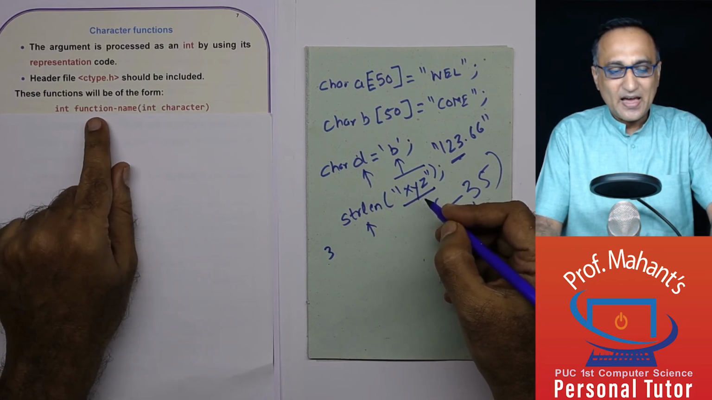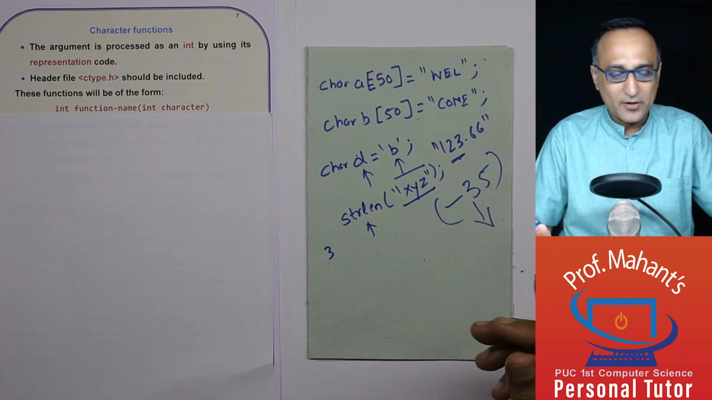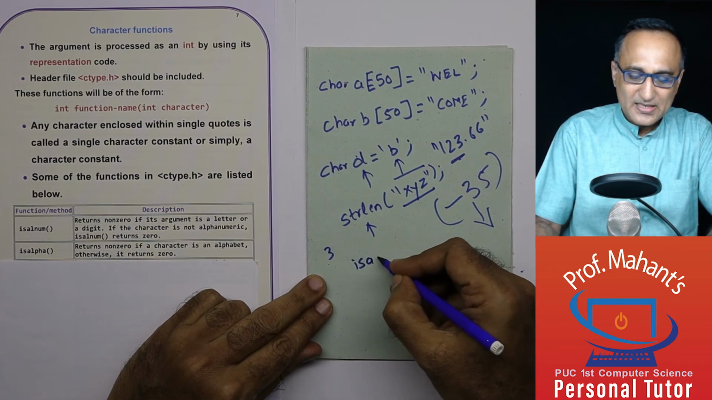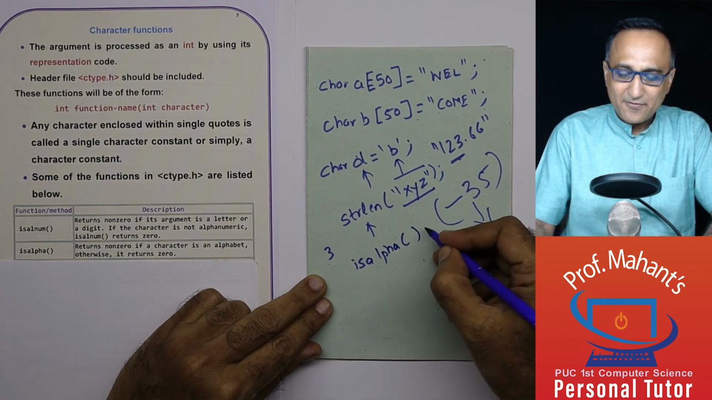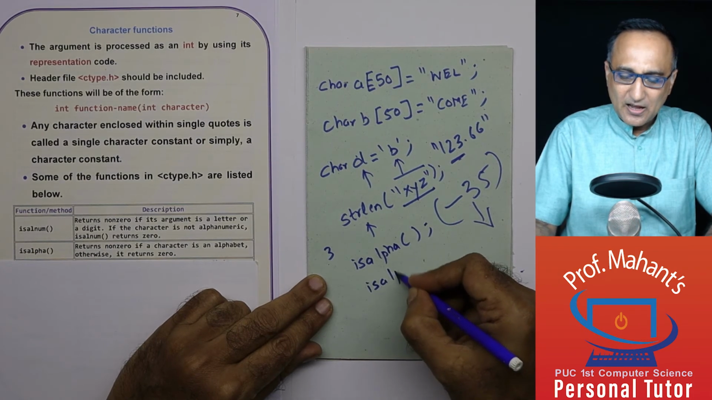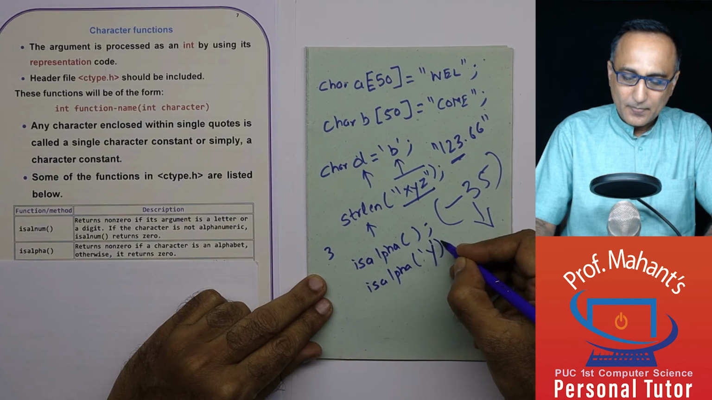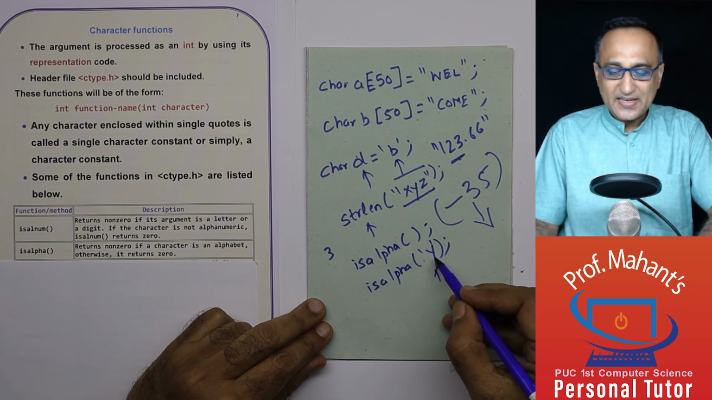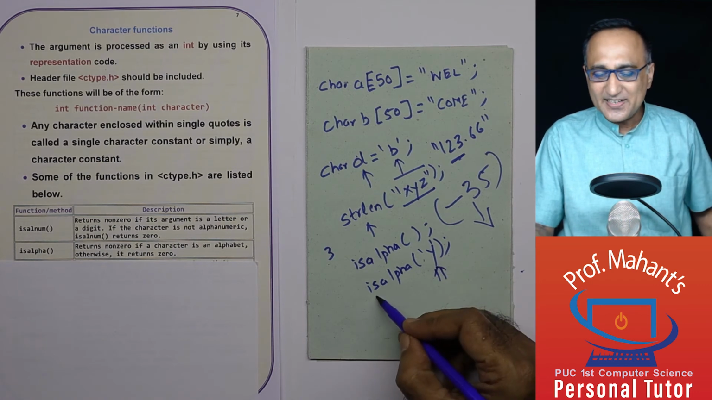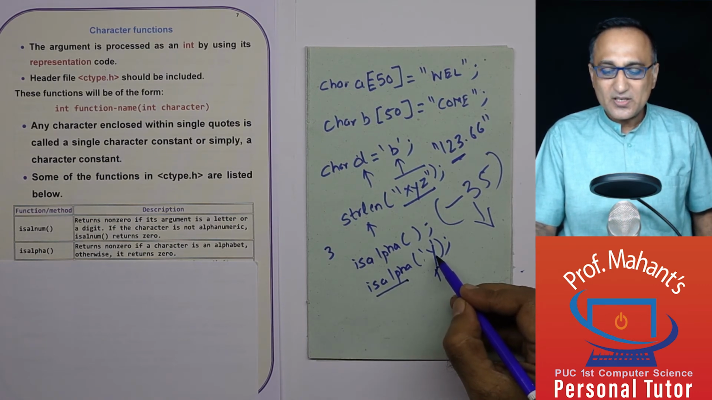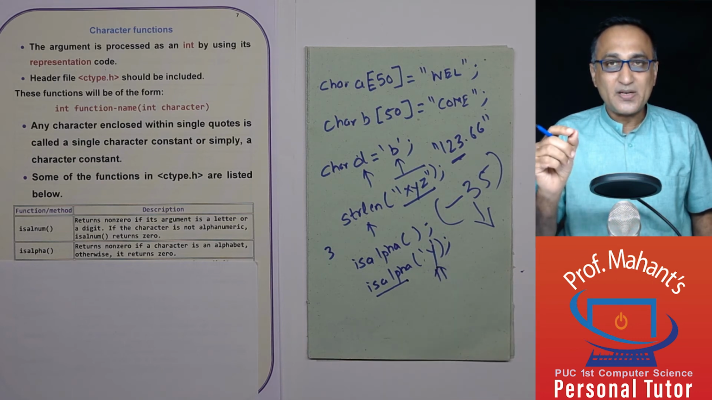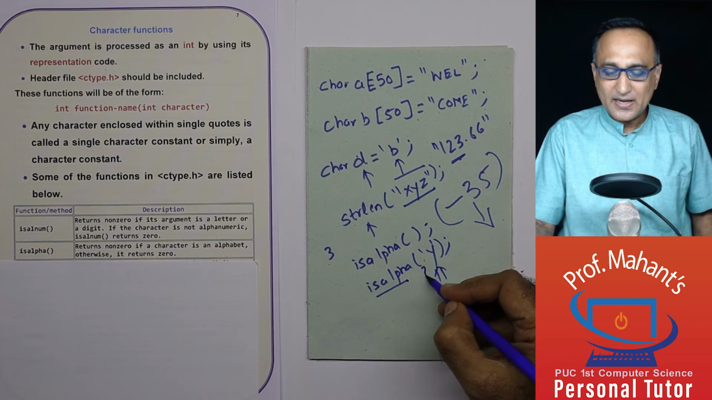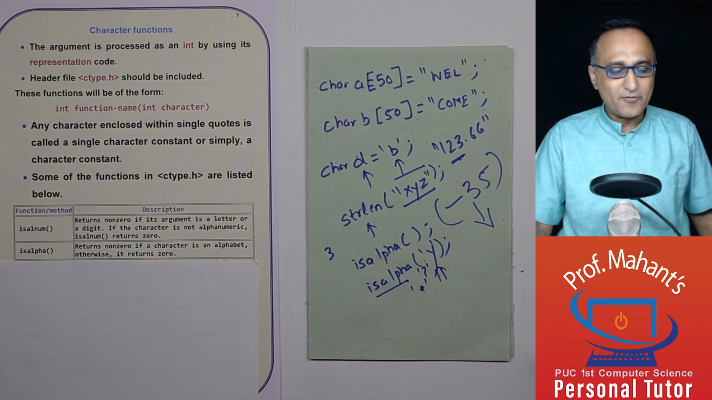Whereas in the case of a character, the character is converted into its ASCII value. So let's take one simple example. Let's take isalpha. isalpha is a function. So if I say isalpha('y'), this character y is converted into its ASCII value and sent to the function isalpha. isalpha is just checking whether this particular character is a number or an alphabet. If it's an alphabet between capital A to Z and small a to z, it will return a non-zero value. Otherwise, if it happens to be a character like question mark or star, it will return a value of 0.